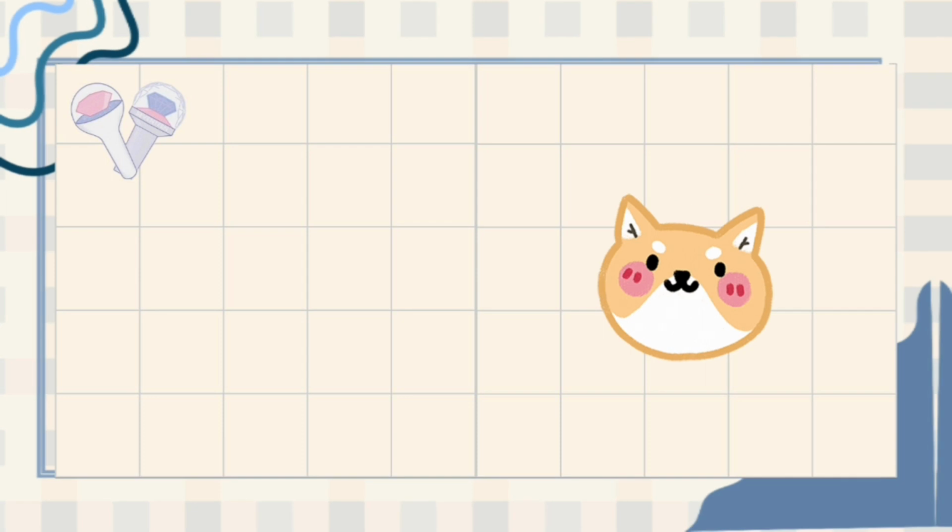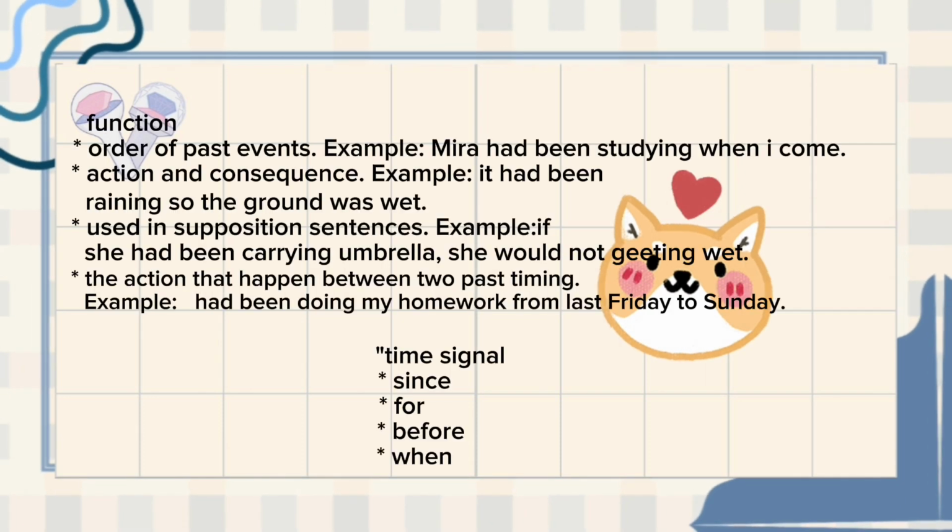And the next material is about function. There are some functions in past perfect continuous tense. For the first, order of past events. For example, Mira had been studying when I came. So we can know what the first event was that happened in the past.